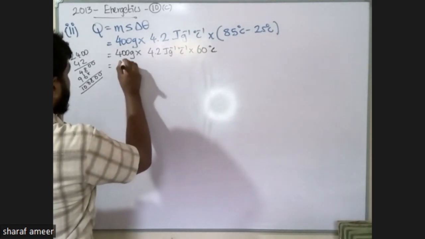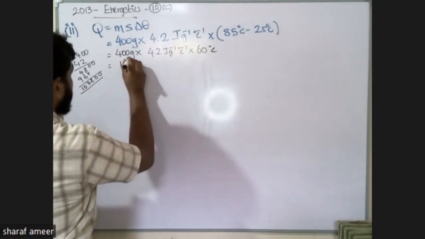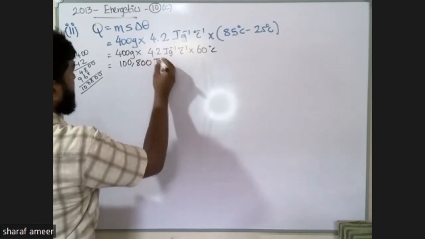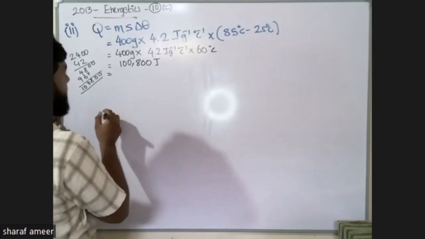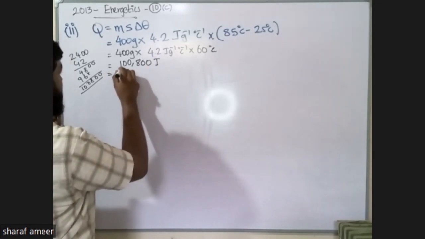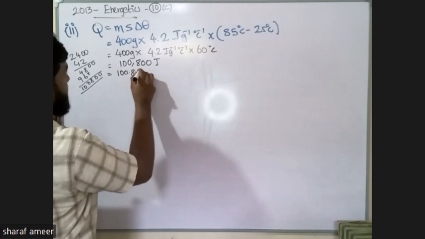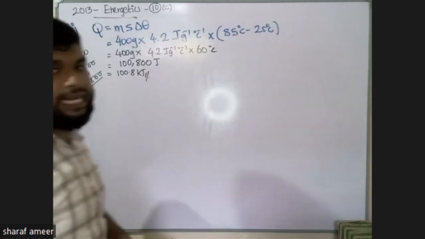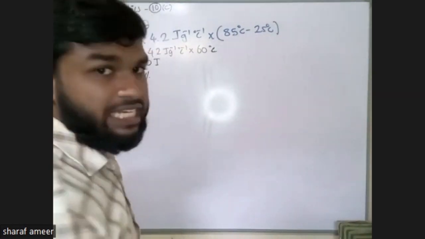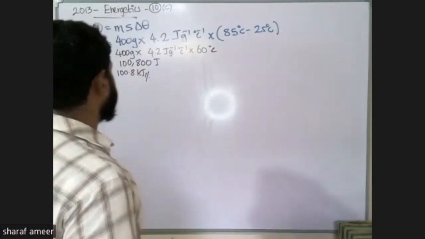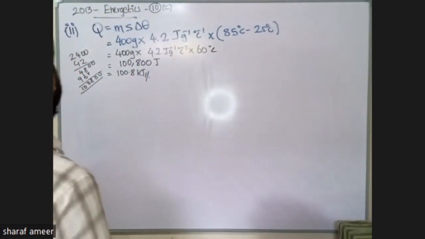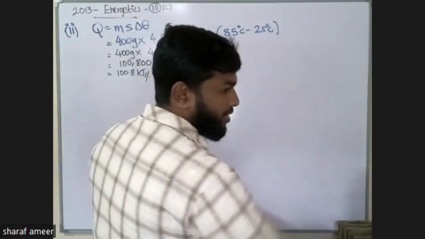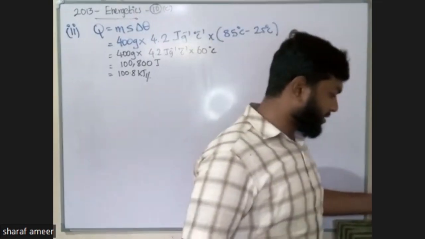So 100,800 joules here. So if you convert them to kilojoules, it will be 100.8 kilojoules of heat required to heat up 400 grams of water from 25 degrees Celsius to 85 degrees Celsius. So this much of energy is needed here, right? That's the second question. Now following up, let's see the third question.